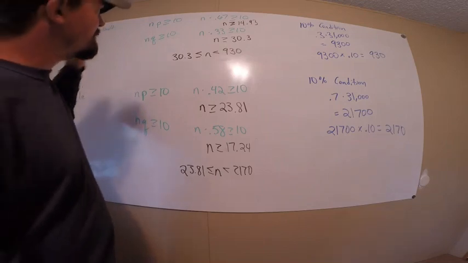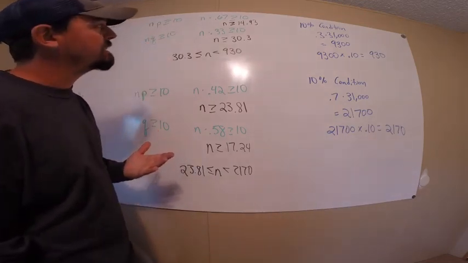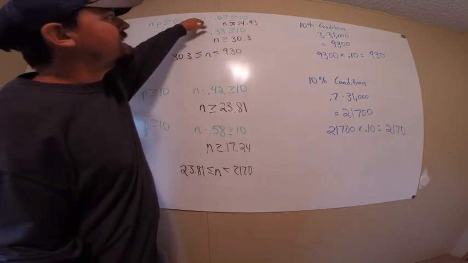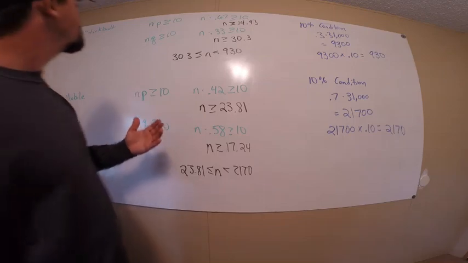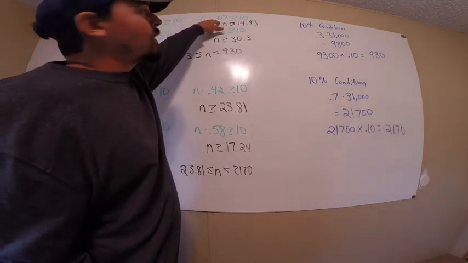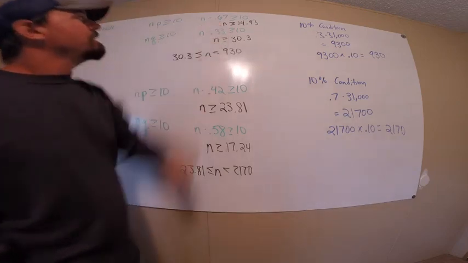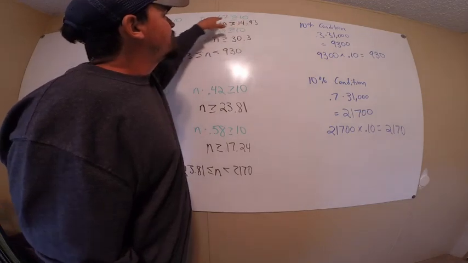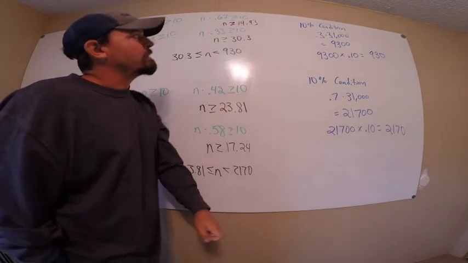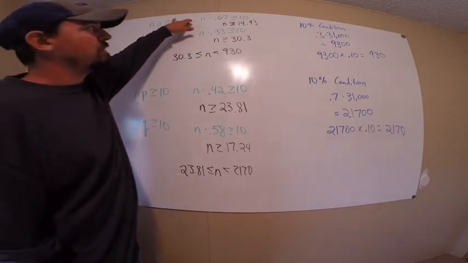The other condition we have to check is that np and nq are both greater than or equal to 10. So n times 0.67 has to be greater than or equal to 10, because 67% of the stick-built homes survived the tornado. All I do here is divide 10 by 0.67 and I get 14.93. So as long as n is greater than 14.93, this condition holds.